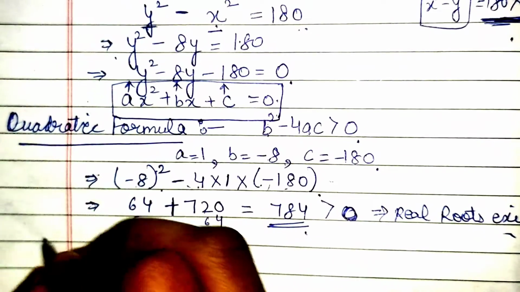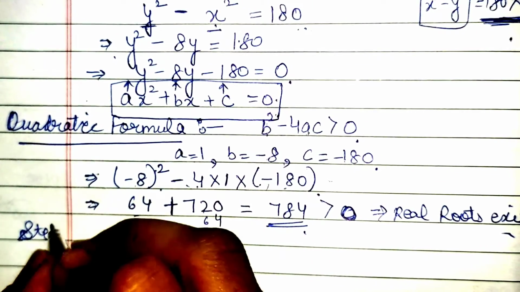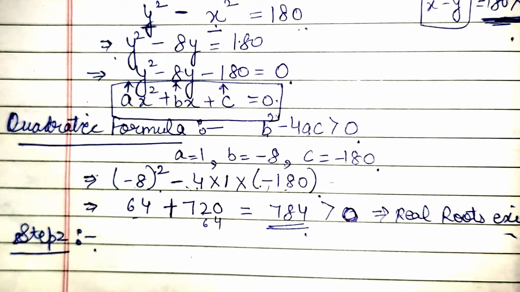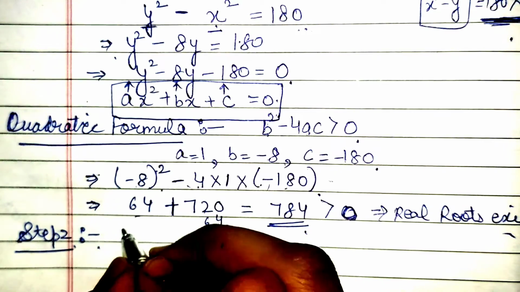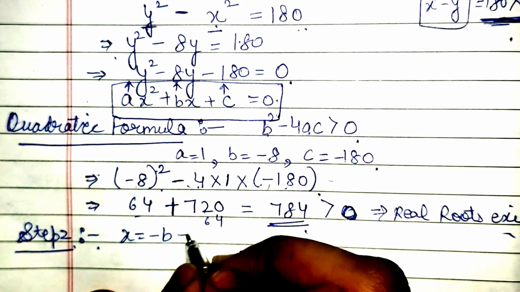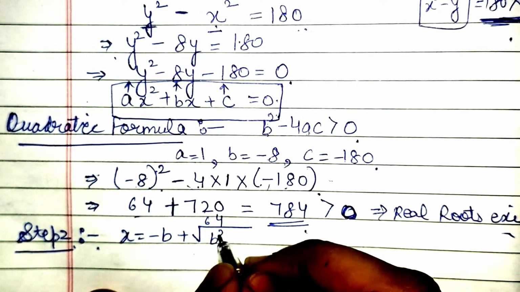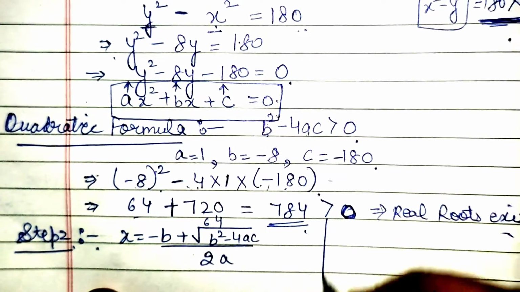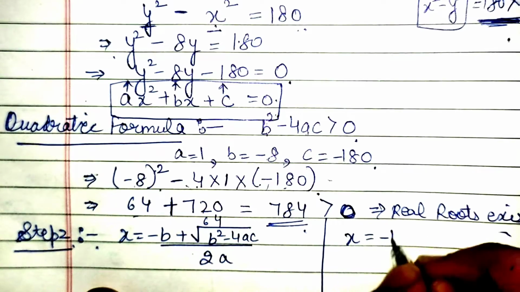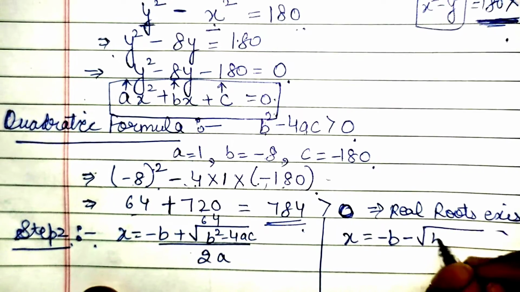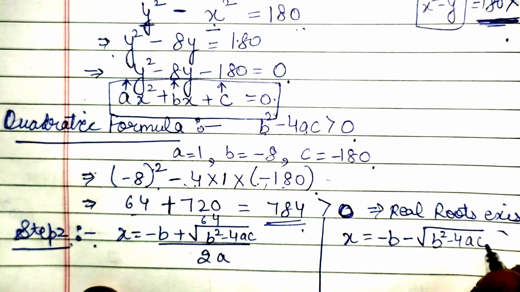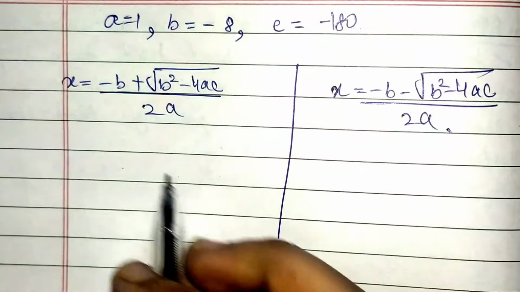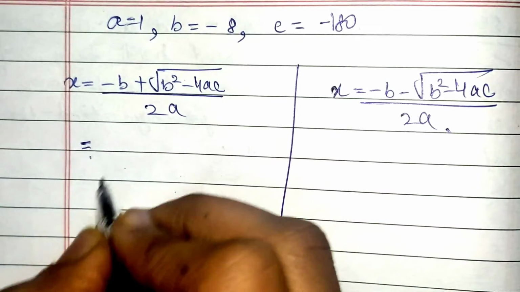Understood? These are the similar steps you have to follow in each and every question. So step number 2 is to use the quadratic formula: minus b plus under root of b square minus 4ac, divided by 2a, and the second one is minus b minus under root of b square minus 4ac, divided by 2a. So put the values and you will get your result.